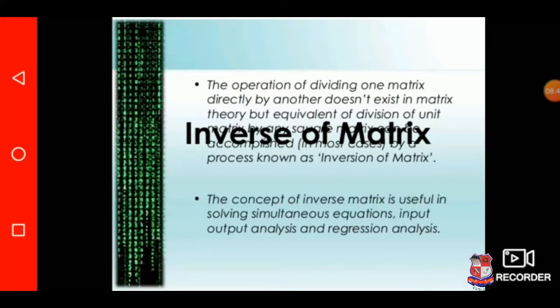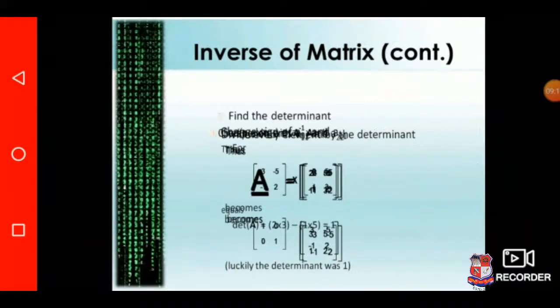Inverse of the matrix. The operation of dividing one matrix directly by another doesn't exist in matrix theory, but the equivalent of division of a unit matrix by any square matrix is accomplished by a process known as the inverse of the matrix. The concept of the inverse matrix is useful in solving simultaneous equations, input-output analysis, and regression analysis. So this is a typical example of the inverse of a matrix.